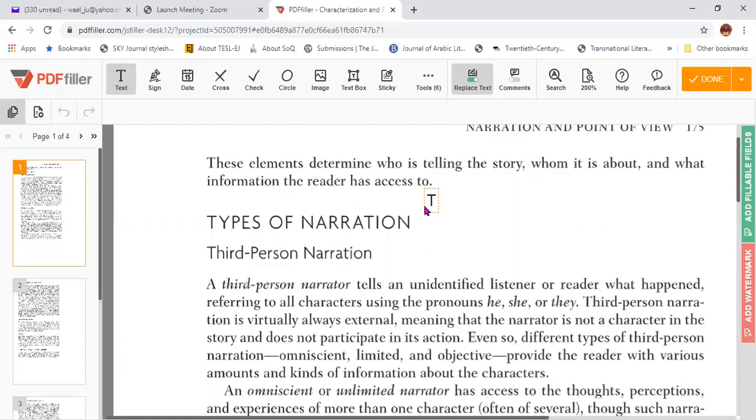As you know, in every story we have a narrator. So we have to know what types of narrator we have and how we can distinguish a narrator from other characters and also from the author, him or herself. Okay, so the first type of narrator that we have to take into consideration is called the third person narrator.